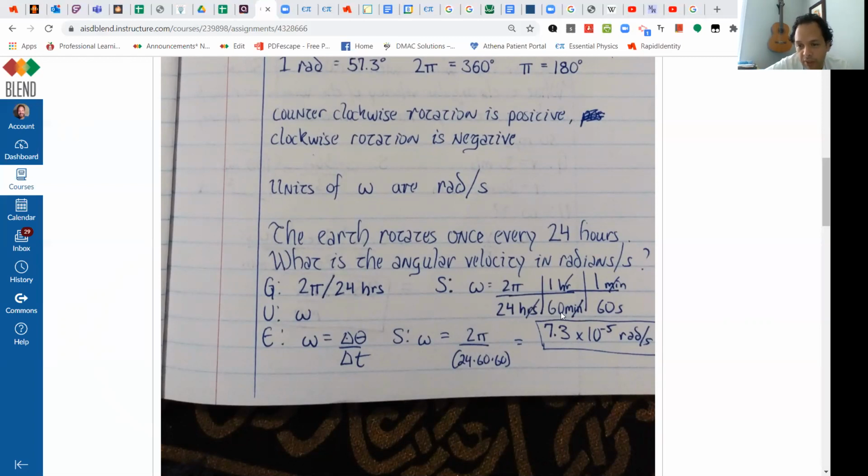So in 1 hour, there's 60 minutes. In 1 minute, there's 60 seconds. So this is our old dimensional analysis coming back into play. So minutes cancel, hours cancel. So now we have radians divided by seconds. So we put all this in: 2 pi divided by 24 times 60 times 60, and I get 7.3 times 10 to the negative 5 radians per second. Let's put this in Desmos. 2 pi divided by 24, 60, 60.